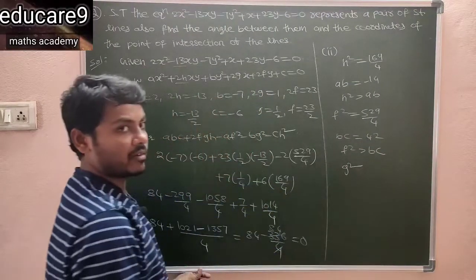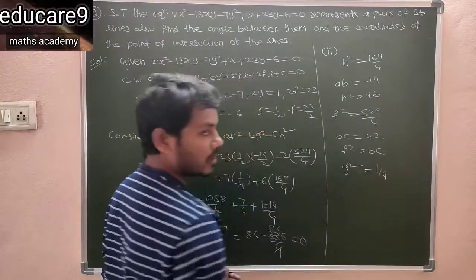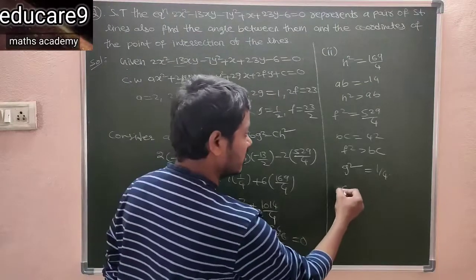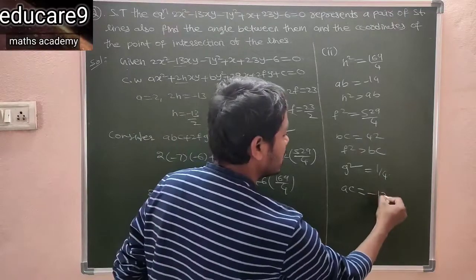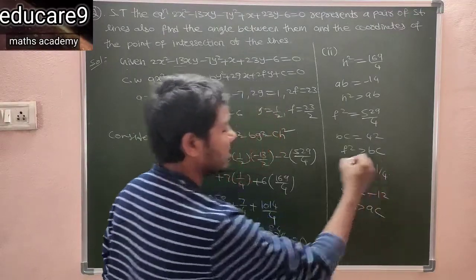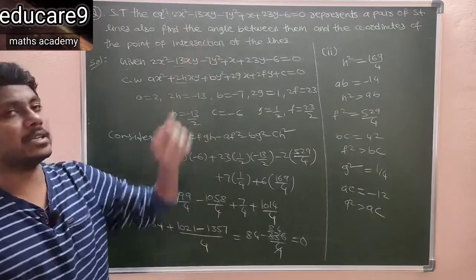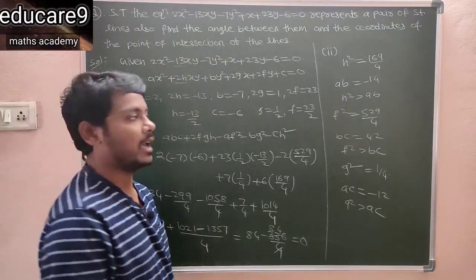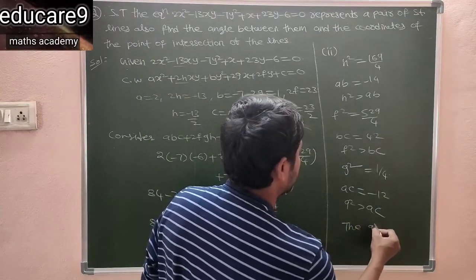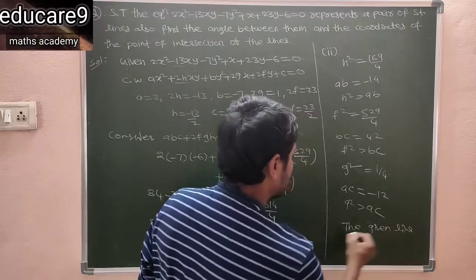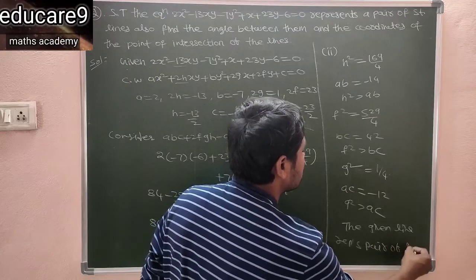Next, find G square value. So what is G square? 1 by 4. Next, find AC value. A into C, 2 into minus 6, minus 2. So G square is greater than AC. So therefore, clearly from this we can say that the given lines represent a pair of straight lines. So therefore the given line represents a pair of lines.